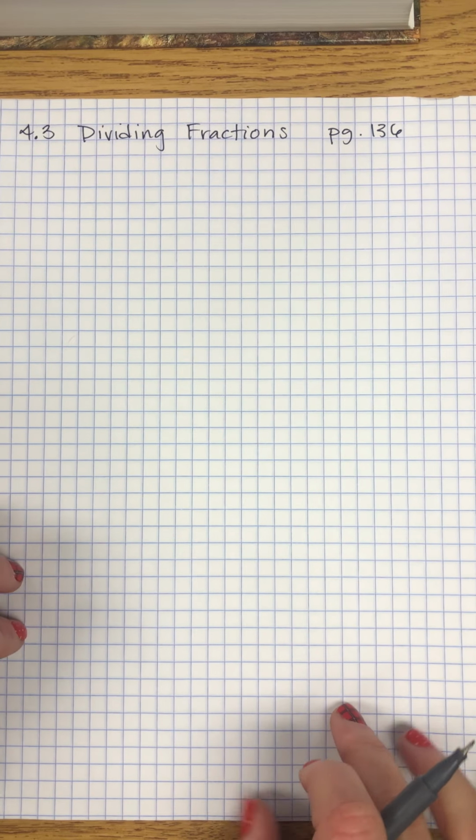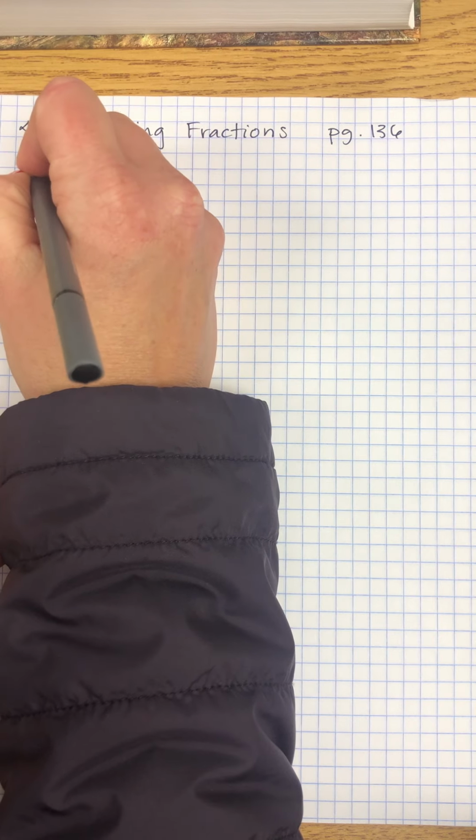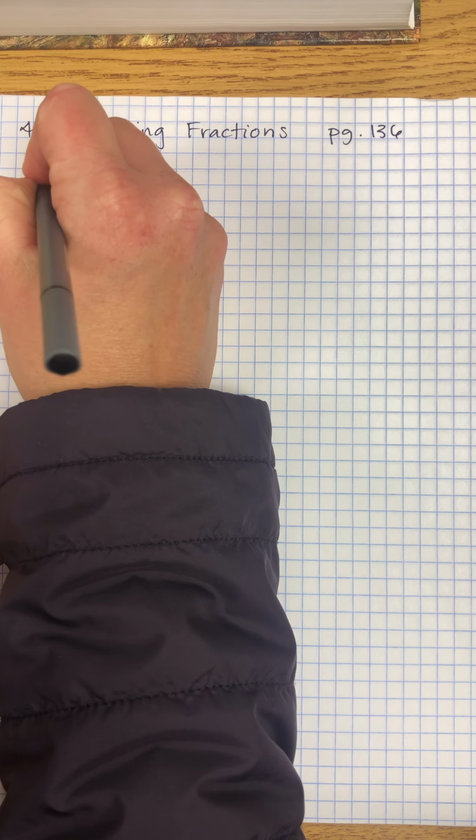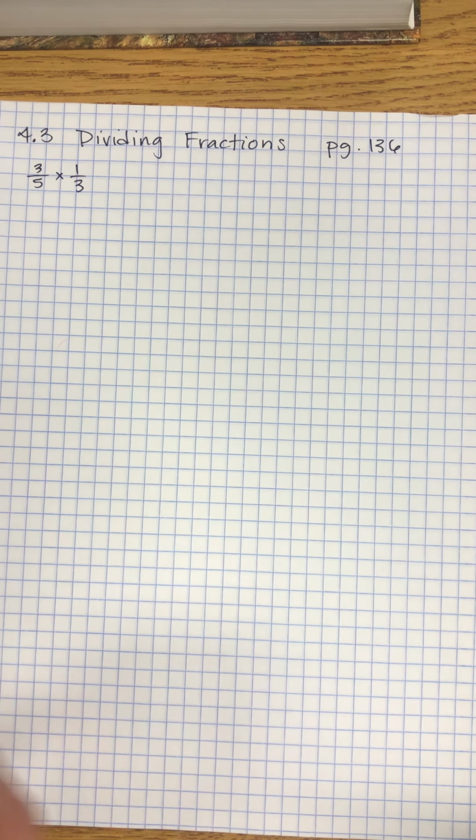Today we're jumping to 4-3. Dividing fractions. It's on page 136. So, when we multiplied, if we said, for example, 3/5 times 1/3. We've been focusing so far on multiplication.